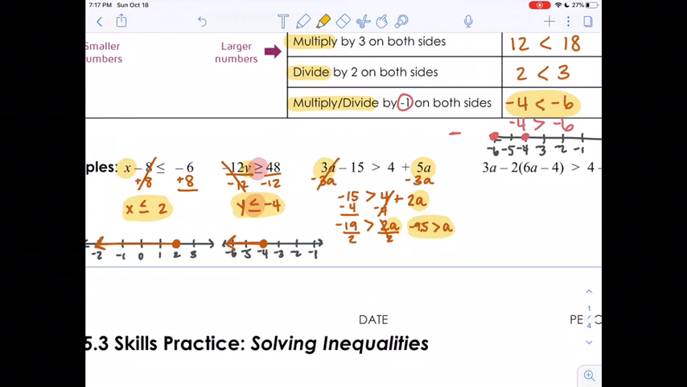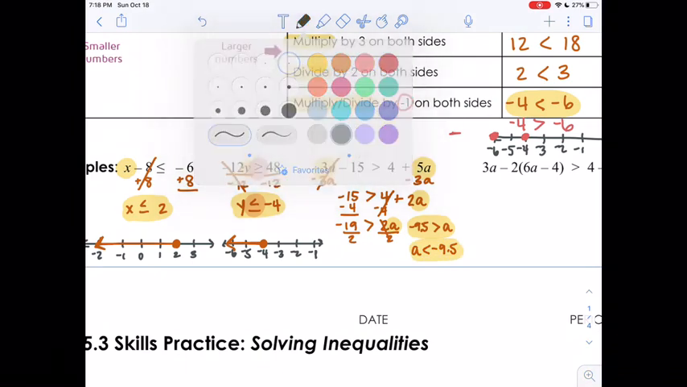So here's something we also need to be careful about. This is saying that negative 9.5 is greater than a. So what that means is a is actually less than, look at the way the sign is pointing, a is less than negative 9.5. For equations, we would leave it sometimes, but for inequalities, it's actually probably helpful for us to go ahead and switch it so that the variable is on the left, because it's going to make graphing easier.